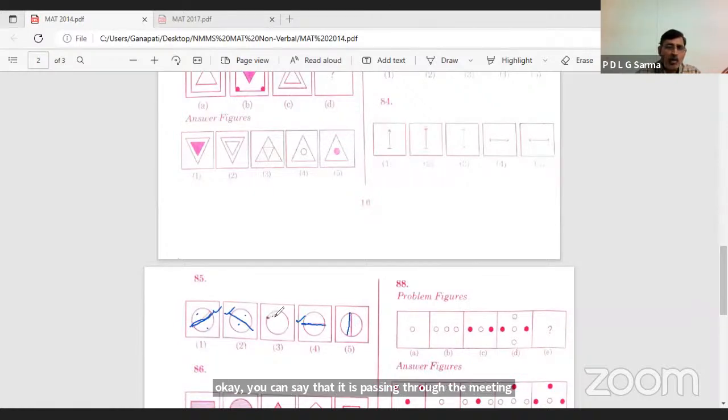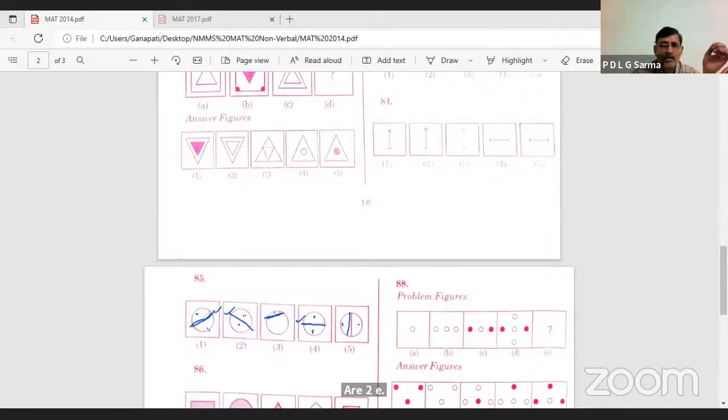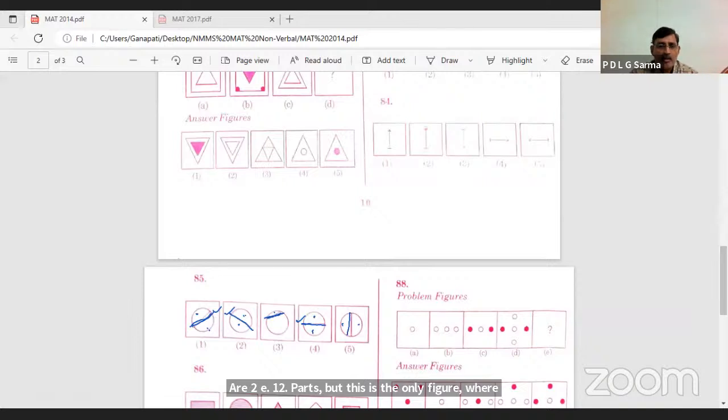But here only a part of it is covered. This is not covering half and half. Here you can see, whatever the direction, every time the circle is made into two equal parts. In all the other figures, there are two equal parts. But this is the only figure where the two parts are not the same. So you can say that 3 is the correct answer for this.